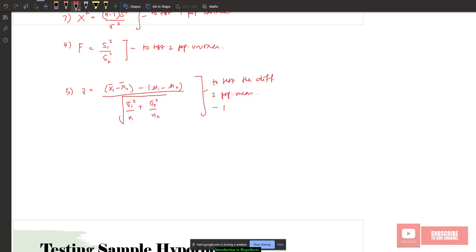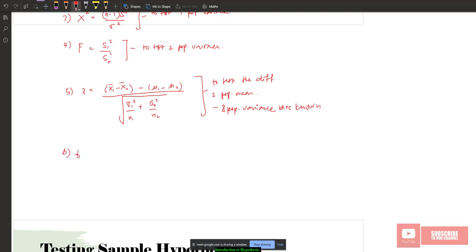Even if the two population variances are unknown, it doesn't matter whether the sample size is less than 30 or more than 30. We don't care, as long as the population variance is known. When we want to test the difference of two population means, we can use that distribution.